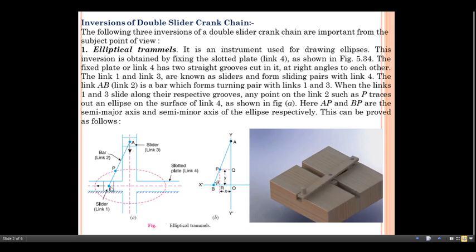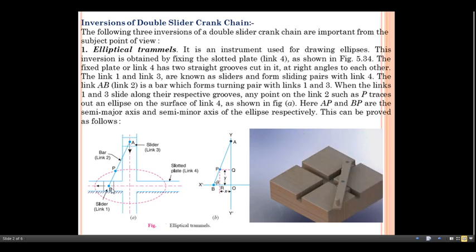In this case, whenever the input motion is given to this one, it starts moving in the downward direction. At the same time, let us consider this will be somewhere at the middle position, and this actually moves towards the extreme left side. So in this way, the position of B and A changes. In short, right now we can say this mechanism consists of two turning pairs and two sliding pairs.